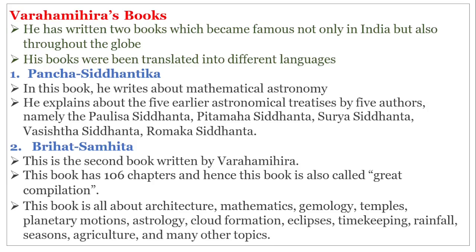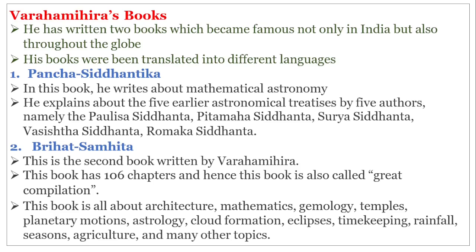Varaha Mihir wrote two books. One is Pancha Siddhantika, and the other is Brihad Samhita. Brihad Samhita is a very large book. Samhita means compilation, and Brihat means large, or rather very large. So it literally means great compilation, and it has 106 chapters.